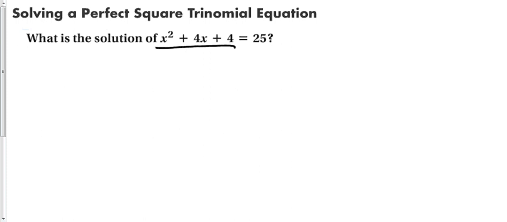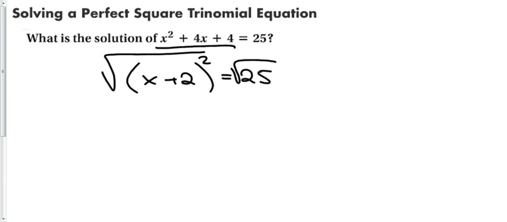Hopefully you can recognize that that is a perfect square trinomial. I can factor that. The factors of 4 that add to 4. That's 2 times 2. It's a perfect square binomial. So that gives me x plus 2 squared is equal to 25. Now from here, I can take the square root of both sides to give me x plus 2 is equal to plus or minus 5.